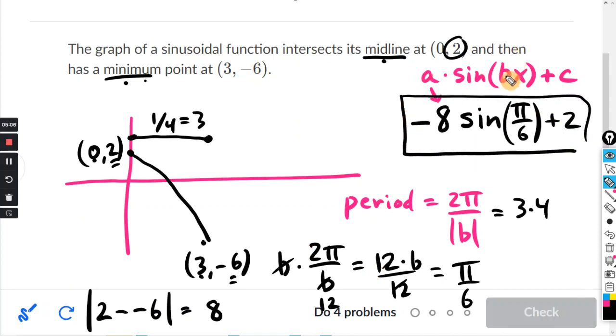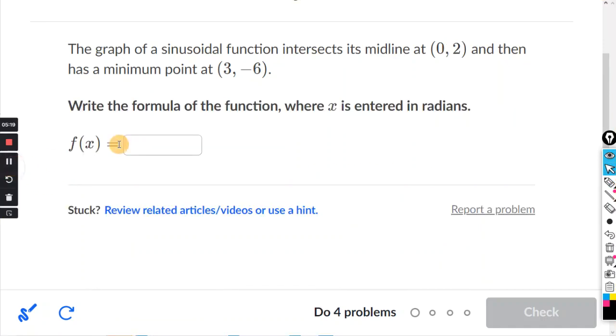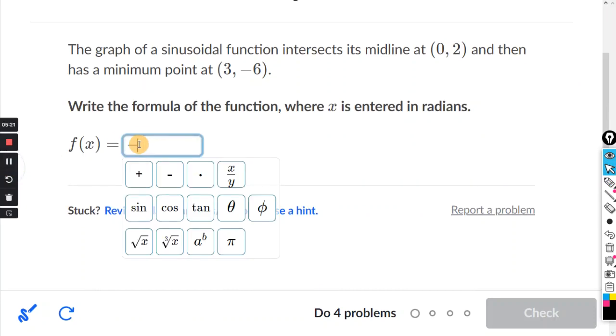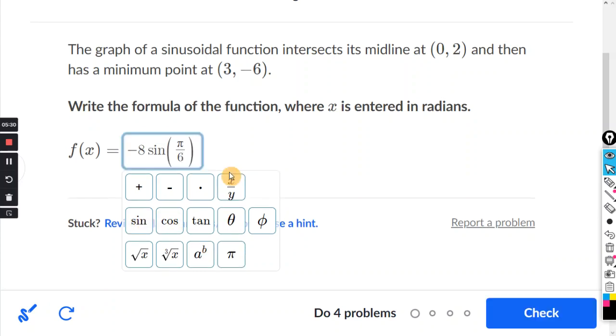So remember, A has to deal with amplitude, B has to deal with period, and C is the midline. So negative 8 sine of parentheses pi over 6, and don't forget the x. I think I forgot the x, plus 2.